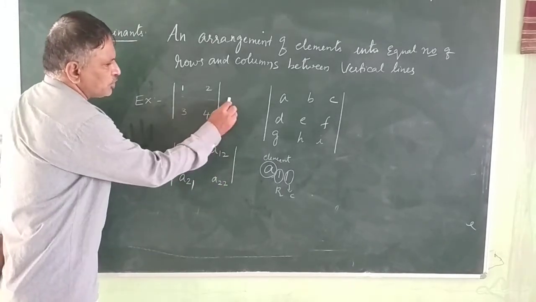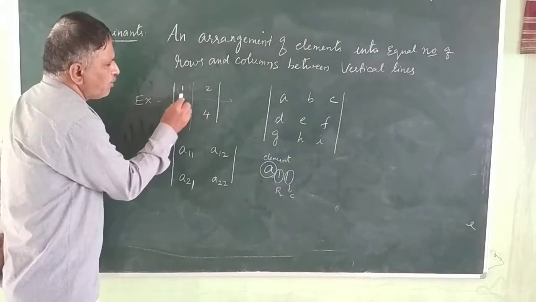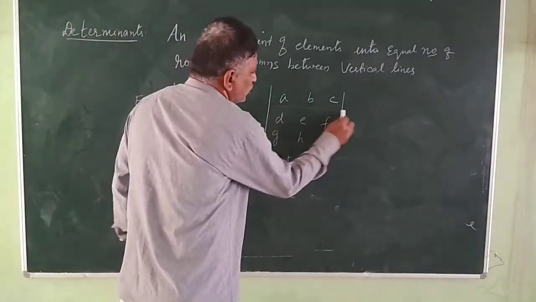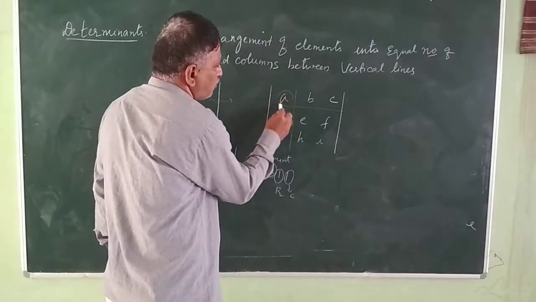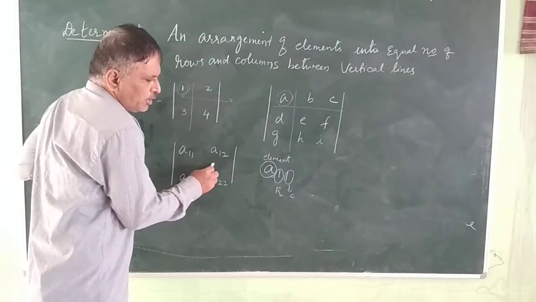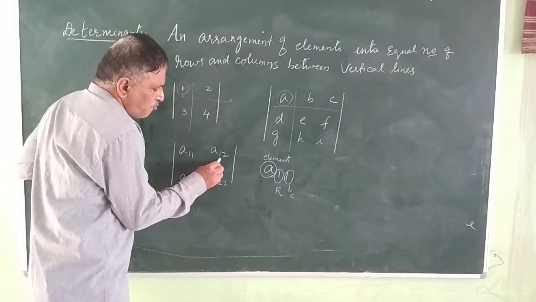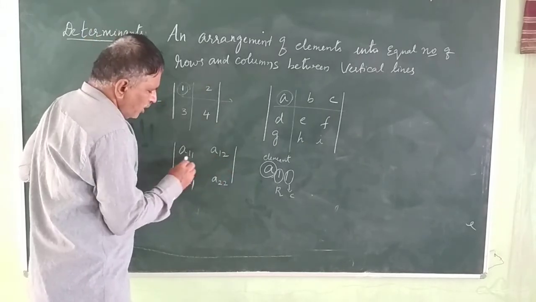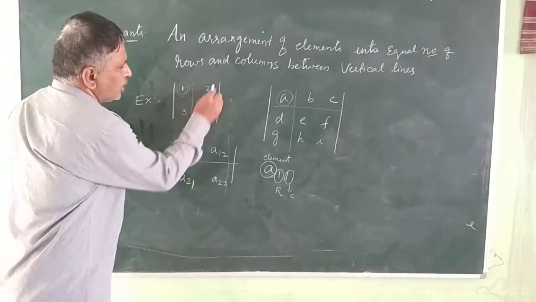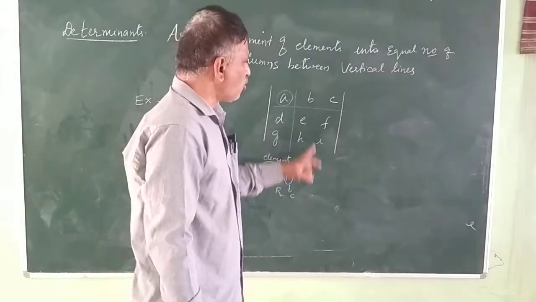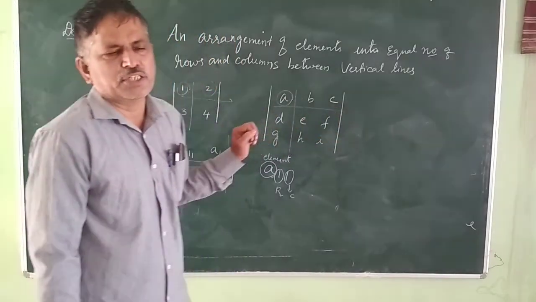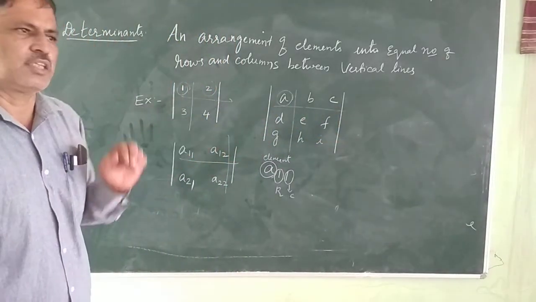You see, this is the first row and this is the first column, and the element present is 1. So that is called A11. Here also, this is the first row and the first column, the element present is A, then it is called A11. Similarly, A12 means the element present in first row, second column. First row, second column is 2. First row, second column is B. Similarly, this I can take as A13, the element present in first row, third column.